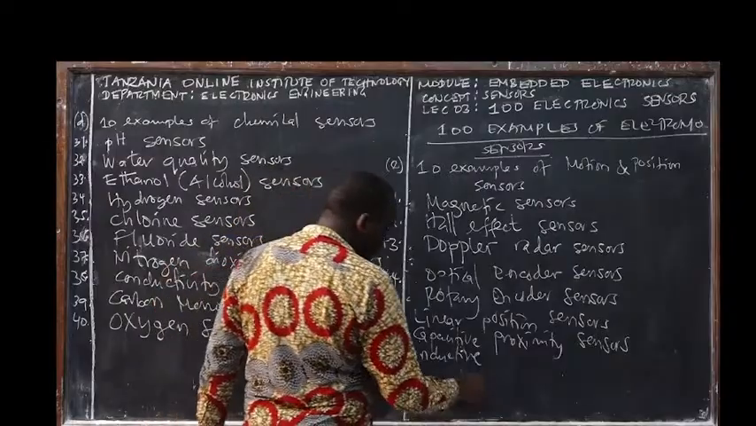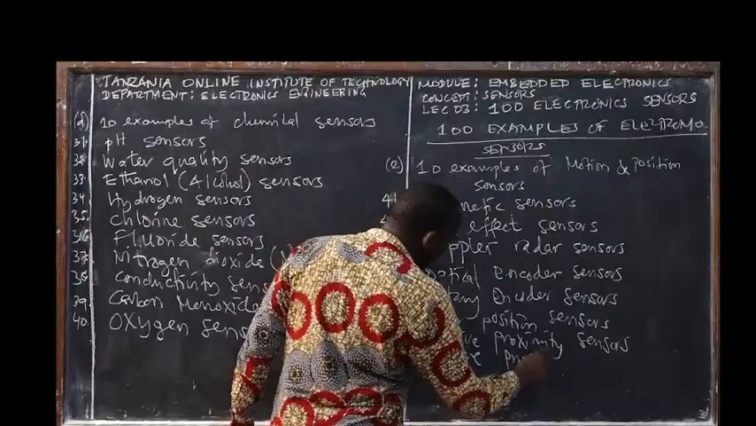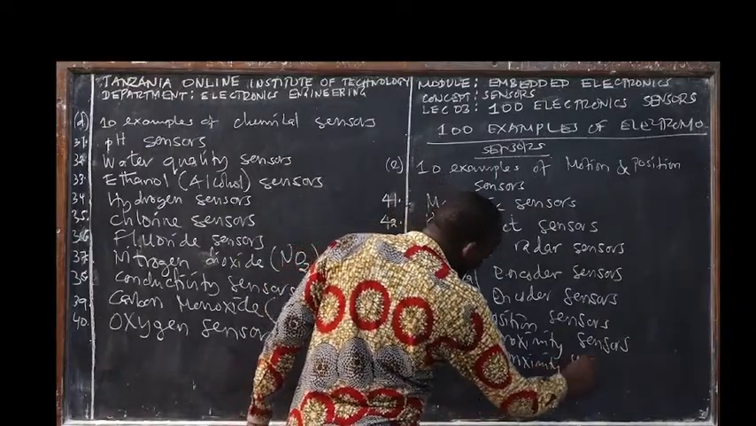The next one is the inductive proximity sensor. Say inductive proximity sensors.